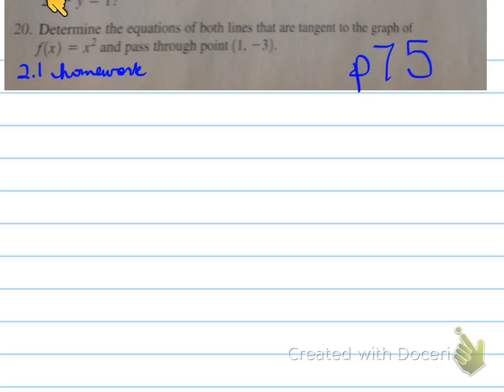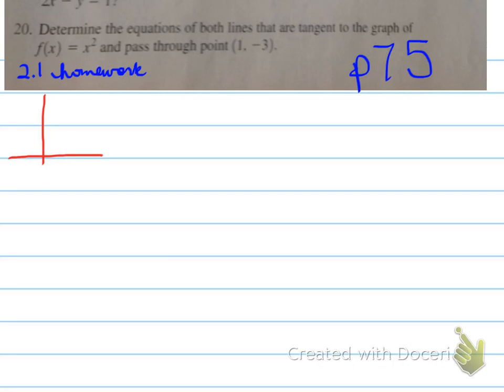Well, determine the equations of both lines that are tangent to the graph of f of x equals x squared and pass through the point (1, -3). What we're trying to do is find a tangent line that touches this x squared, and it also passes through the point (1, -3). So let's get a visualization of this question.